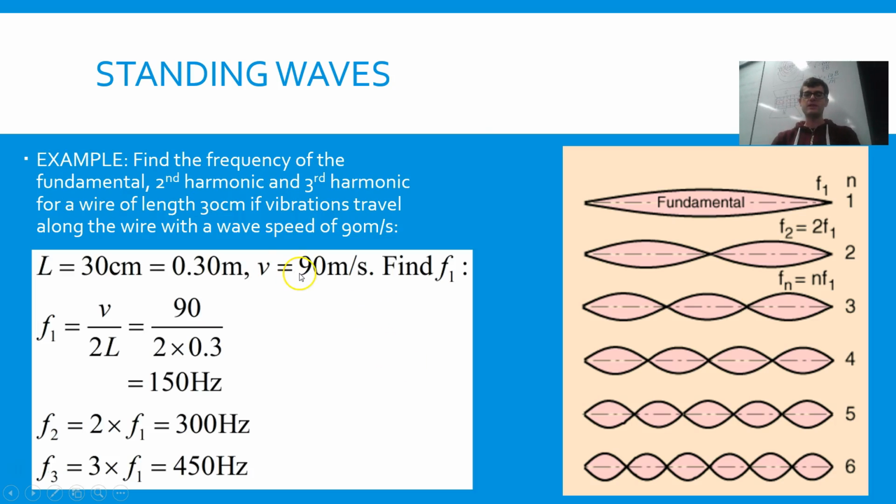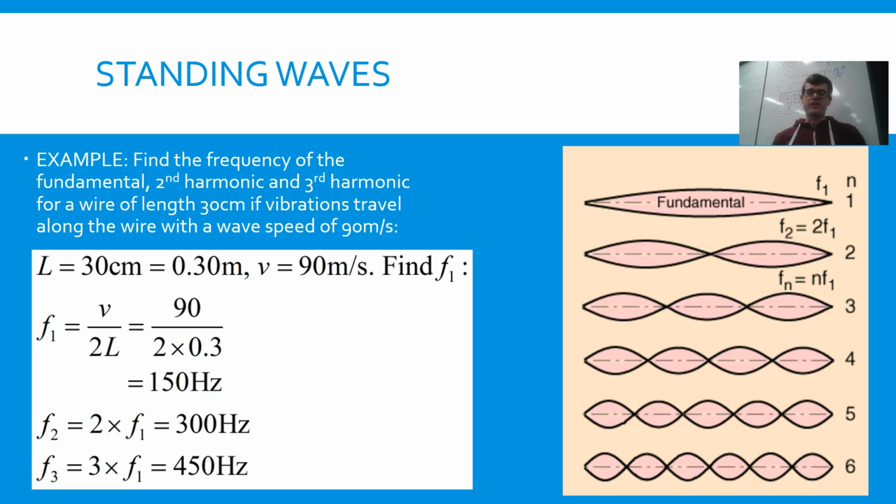And here we've got a quick example of it. It says, find the frequency of the fundamental, the second harmonic, and the third harmonic for a wire of length 30 centimeters if vibrations travel along the wire with a wave speed of 90 meters per second. So in this case here, L is 30 centimeters or 0.30 meters. V is 90 meters per second, and we're trying to find the fundamental frequency. So we go F1 equals V divided by 2L, so 90 divided by 2 times 0.3 equals 150 hertz. F2 equals 2 times F1, which is 300 hertz. And F3 equals 3 times F1, which is 450 hertz. And you could keep doing that forever. It will give you higher and higher frequencies.